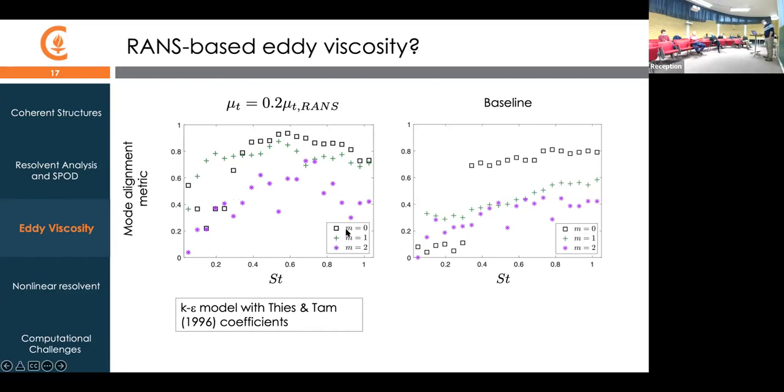So I'm showing you here 3 different azimuthal modes in different colors. If we look at the baseline case here, right? This is for m equals 0, which is the story I just told you. The other azimuthal modes for the baseline case are not very good at all.